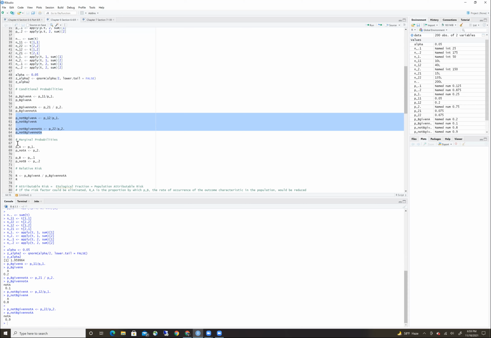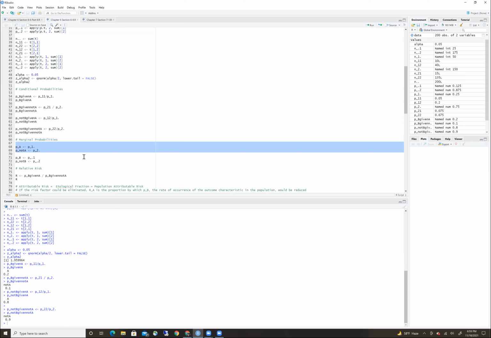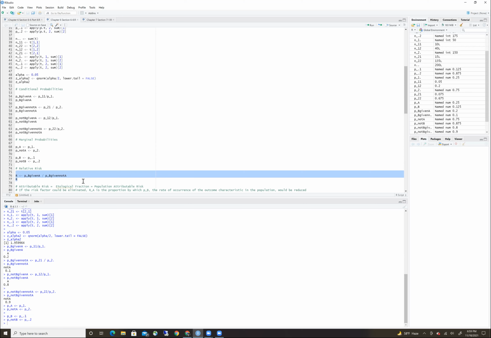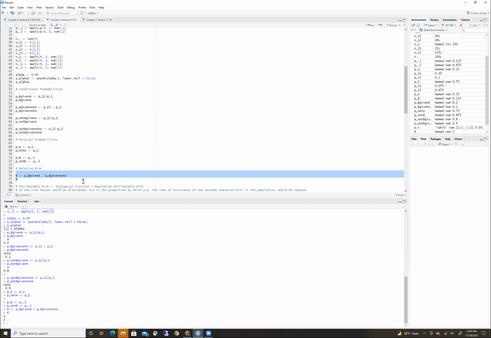We can look at the marginal probabilities, being P of A, P of not A, P of B, P of not B. Now, if we want to calculate the relative risk, that is given in equation 6.94 of the text. That's the probability of B given A divided by the probability of B given not A. And the relative risk in this case is equal to 2.